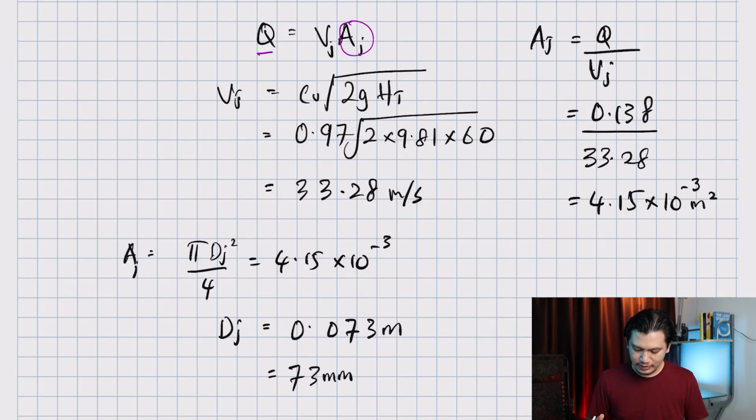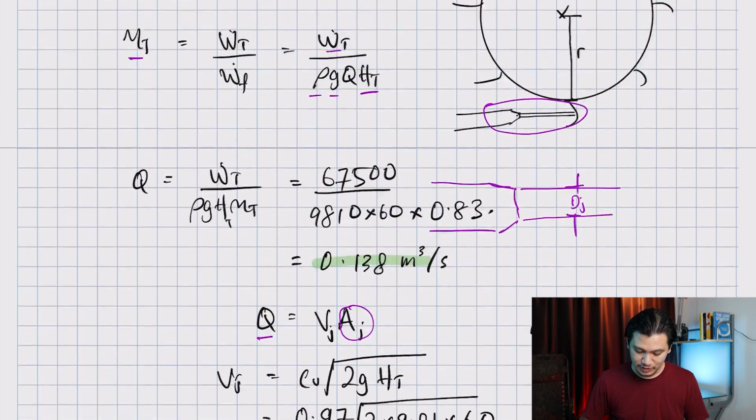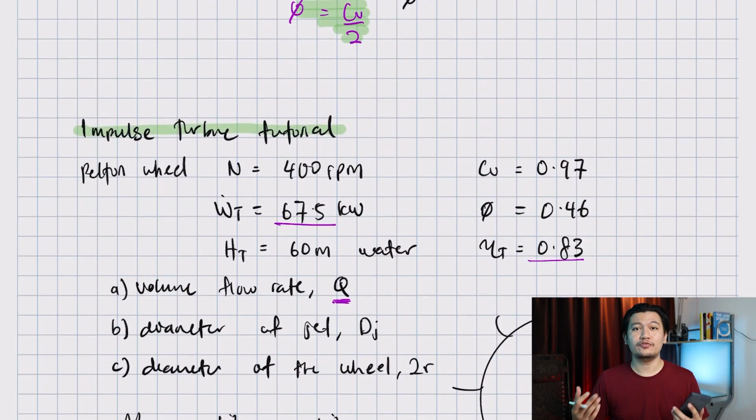Now think about the answer. 73 millimeter is about 7 cm, so it's about this big. And the velocity of the jet is 33 meter per second. So 33 meter per second is about 100 kilometer an hour. So that's quite fast, with a jet this big, so no wonder that this turbine can generate about 67.5 kilowatt of power output. So it looks okay now. The answer makes sense to us.